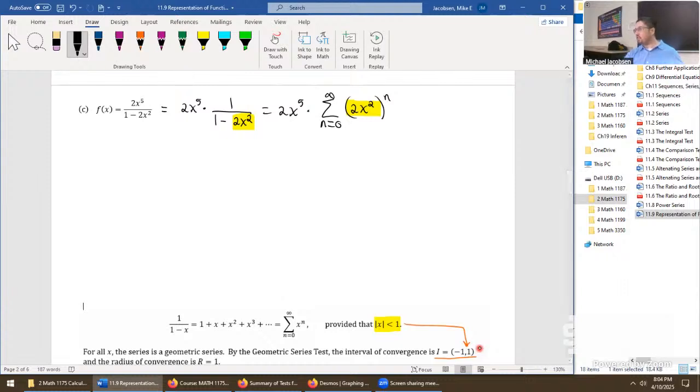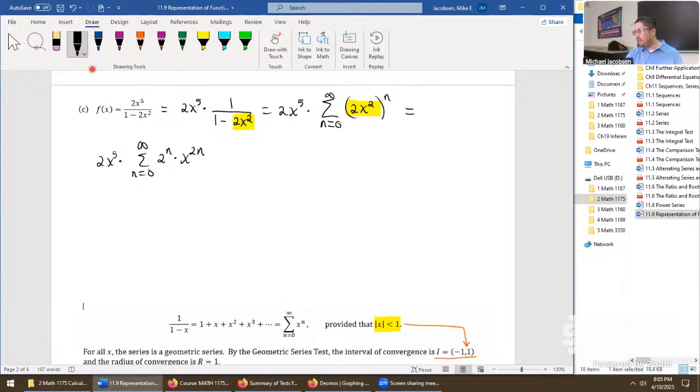So let's simplify this further again. 2x to the power of 5, a sum from 0 to infinity. Simplifying involves just breaking this up. Raise 2 to the power of n times x squared to the power of n. Again, those would multiply, so that's really x to the power of 2n. And that's a 5 there.